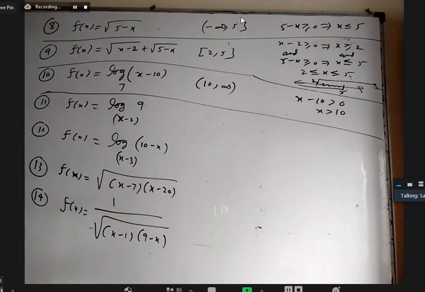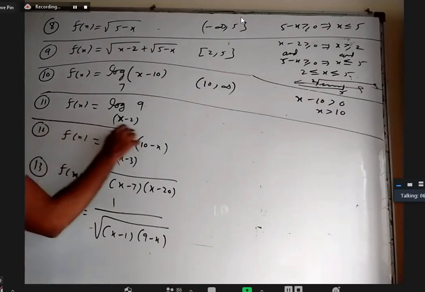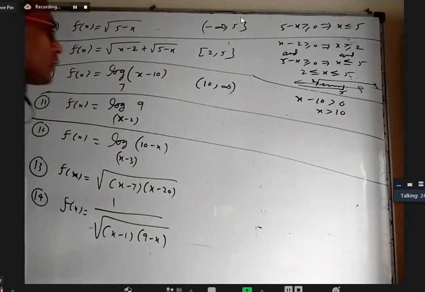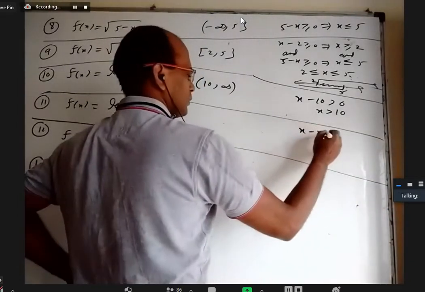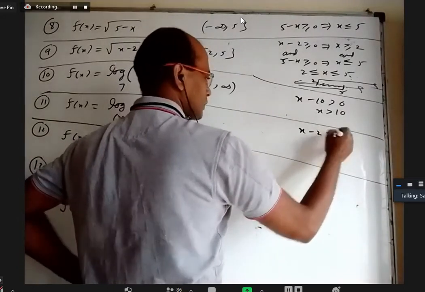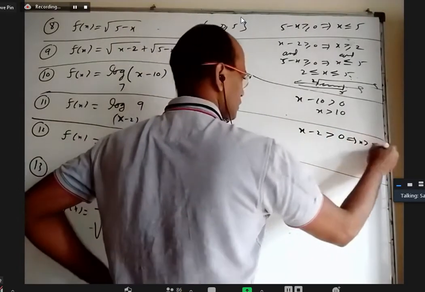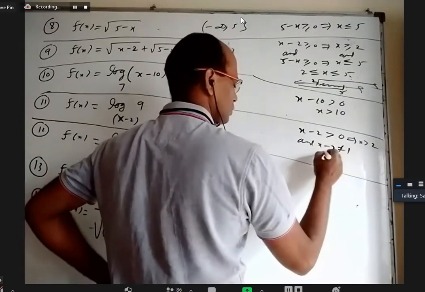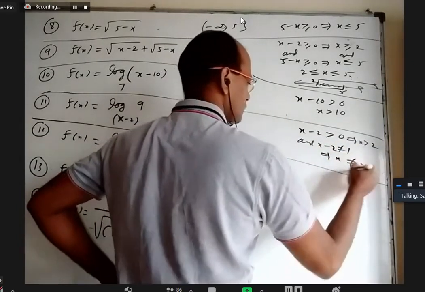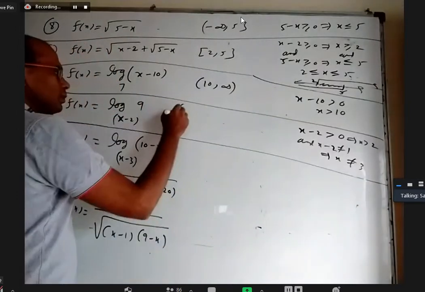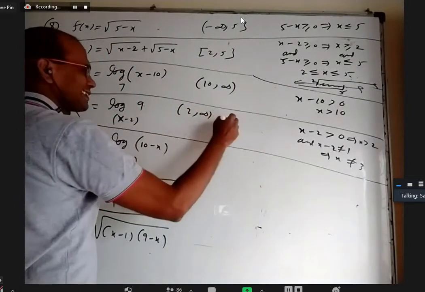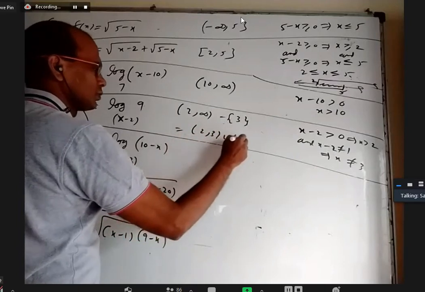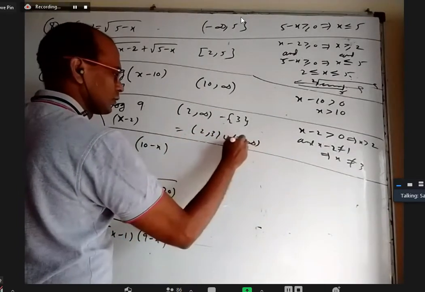Okay, 11th one. Anybody? x greater than 2, but not equal to 3. Interval 2 comma infinity minus 3. Yeah, x minus 2 should be greater than 0, that is x greater than 2, and x minus 2 should not be 1, that is x should not be 3. So open interval 2 to infinity except 3, or you can write 2 comma 3 union 3 comma infinity.